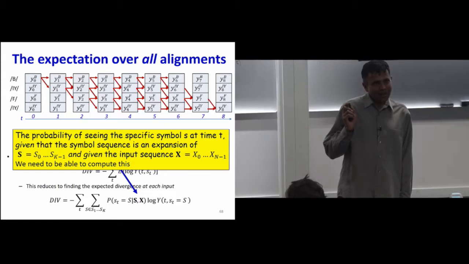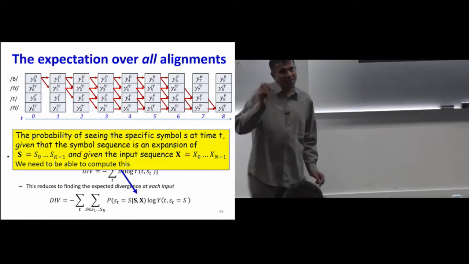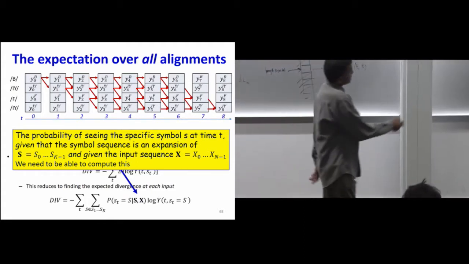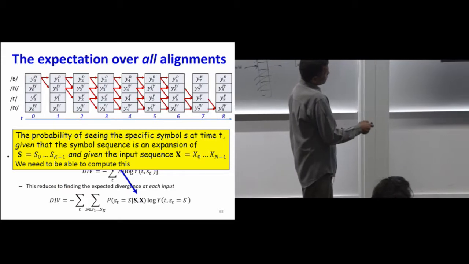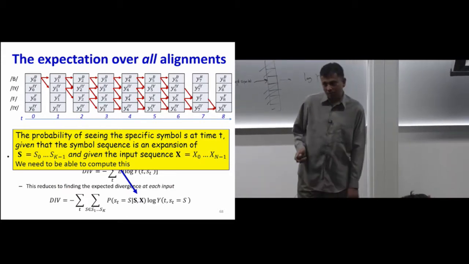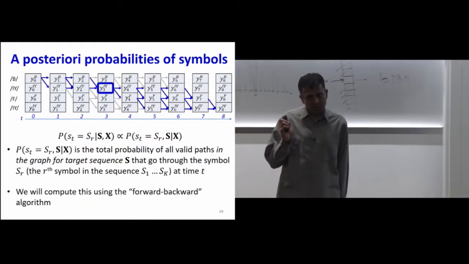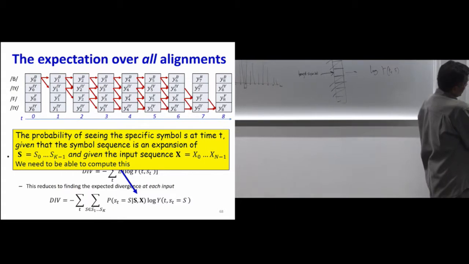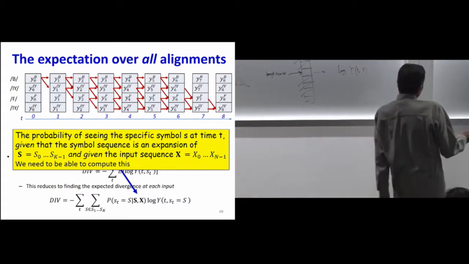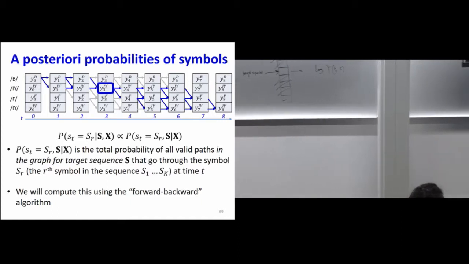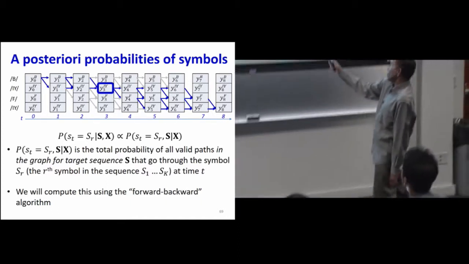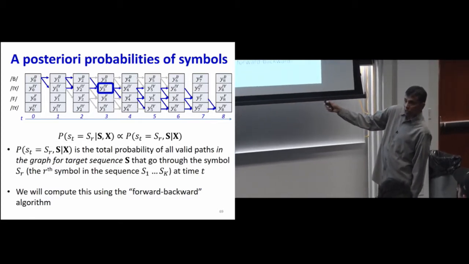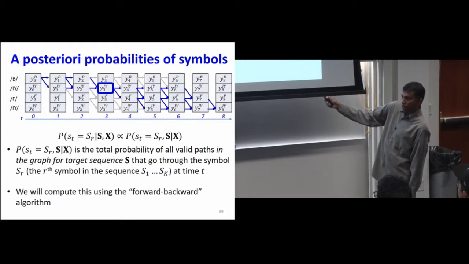So what is this first term? This is the probability of seeing the specific symbol S at time t, given that the symbol sequence is an expansion of this guy and the input sequence, right? This is the term we need to be able to compute. How do you compute this? So this term, I'm going to be seeing basically this probability term that I'm showing. That is going to be proportional to the total probability of all paths that go through that node. The probability that a randomly chosen path is going to have this node at this time.